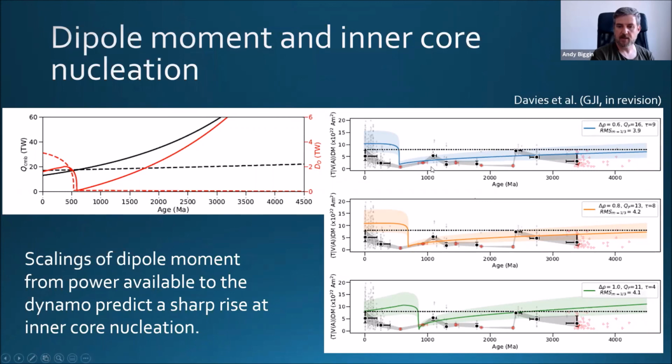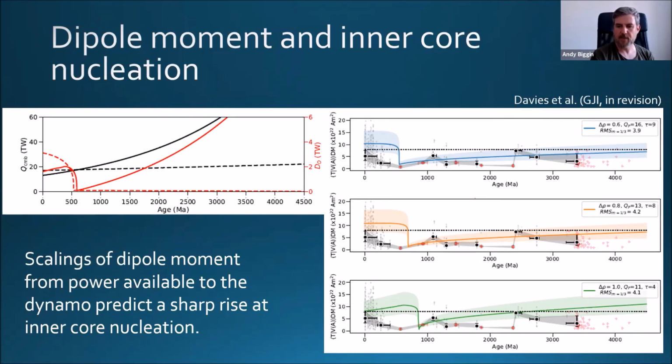And then the big thing that was done in this systematic study was to scale that available power to what we'd expect the dipole moment to be, which is, of course, what we can measure going back through time. And here are the predictions of 3 different models. As you can see, in these cases, there's a slight decline up to the point of inner core nucleation, and then there's a very sharp rise. So the weakest point is just before inner core nucleation, then a very rapid rise, and it doesn't do much after that point.